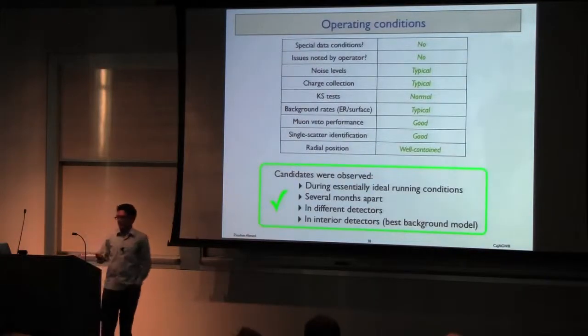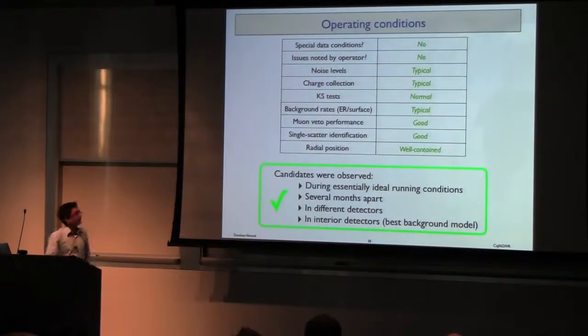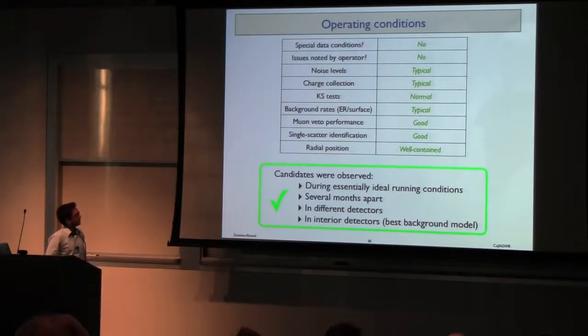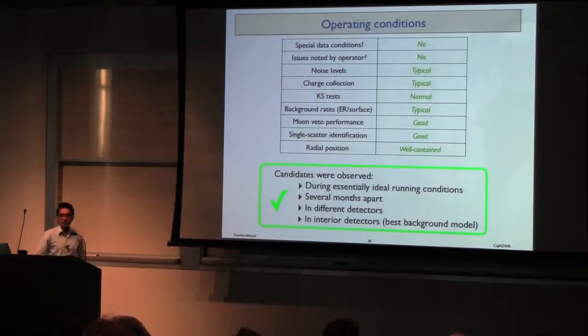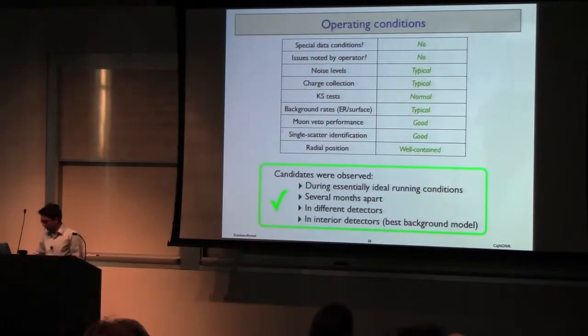We go and ask questions like, well, were the detectors working properly? Of course they were. Any special conditions? No. Was the data quality all airtight? Yes, it was. Was the veto performing properly? Yes. So we go through this list and say, well, mostly things were okay. Essentially ideal running conditions, several months apart, and in different detectors. So these things look good.